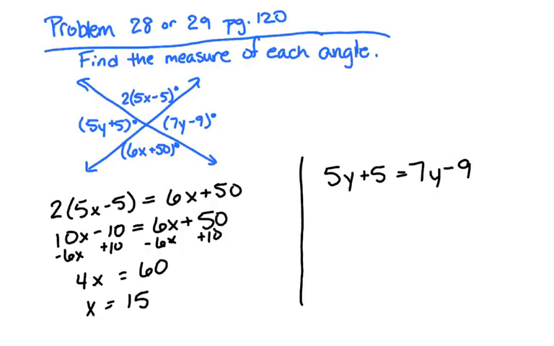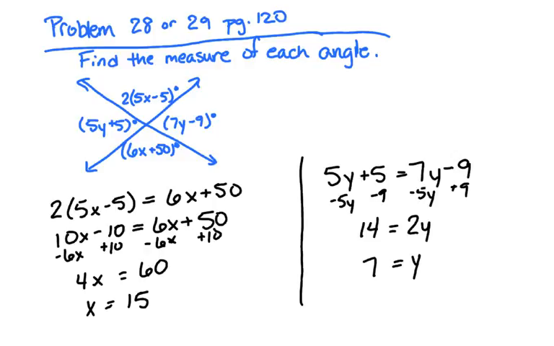Anyway, let's find y. So again, let's do subtracting things from both sides like that, and then adding to both sides to get, let's see, 14 equals 2y. So divide both sides by 2 to get y by itself. We get y equals 7.